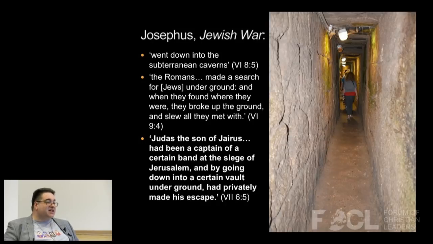But here's the real key bit of evidence. Josephus talks about Judas, the son of Jairus, who had been a captain of a certain band at the siege of Jerusalem, and by going down into a certain vault underground had privately made his escape. And later on in Jewish War, he talks about the Romans catching up to Judas, the son of Jairus, and his band of men and slaughtering them in a battle in a forest later on.